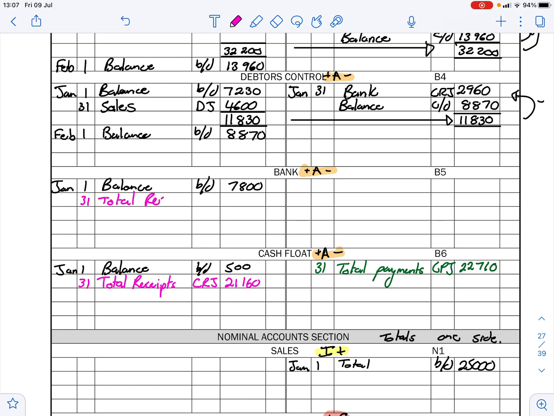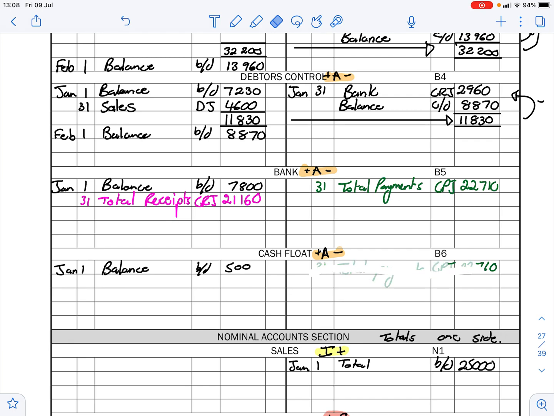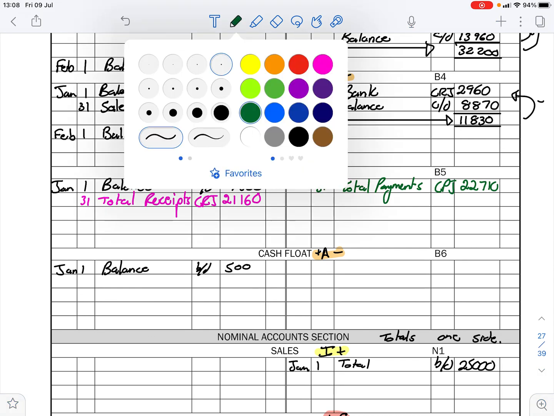our total receipts from the CRJ, and that was 21,160. We then have on the 31st, our total payments from the CPJ of 22,710 rand. Sorry about that. Okay, now we need to balance out this account.